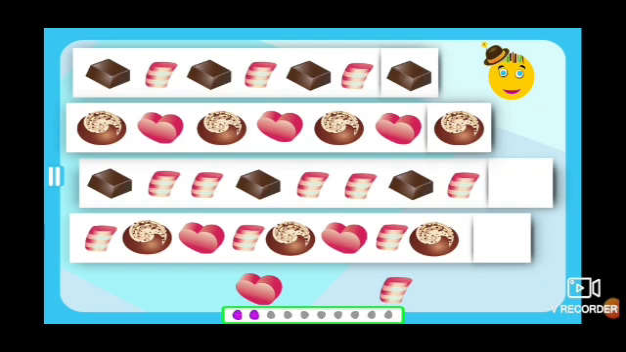In the next sum, third sum, there is a brown chocolate, two red chocolates, one brown, two red, one brown. Then what should be there? Two red. So I think this one should be there. The last one: red chocolate, one donut, one heart. Then again one red, one donut, one heart. One red, one donut, and last one it should be, I think, heart.